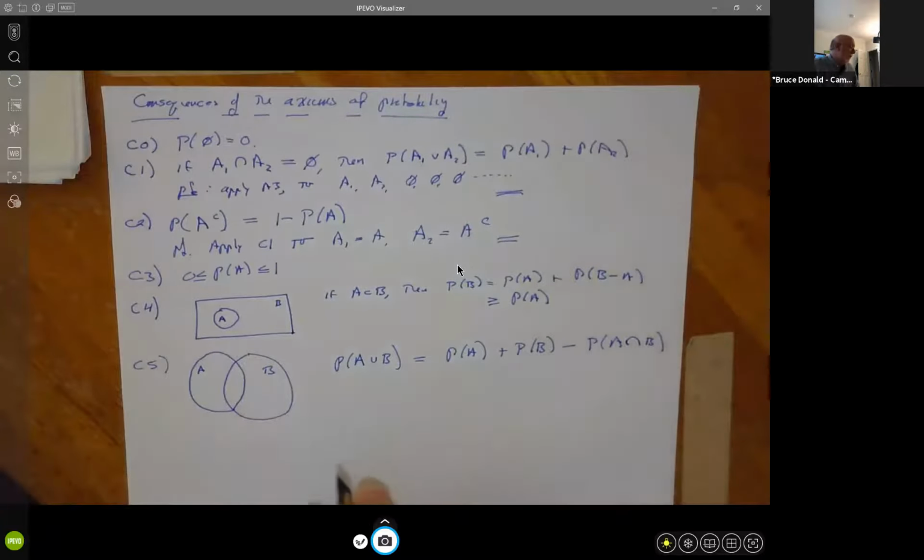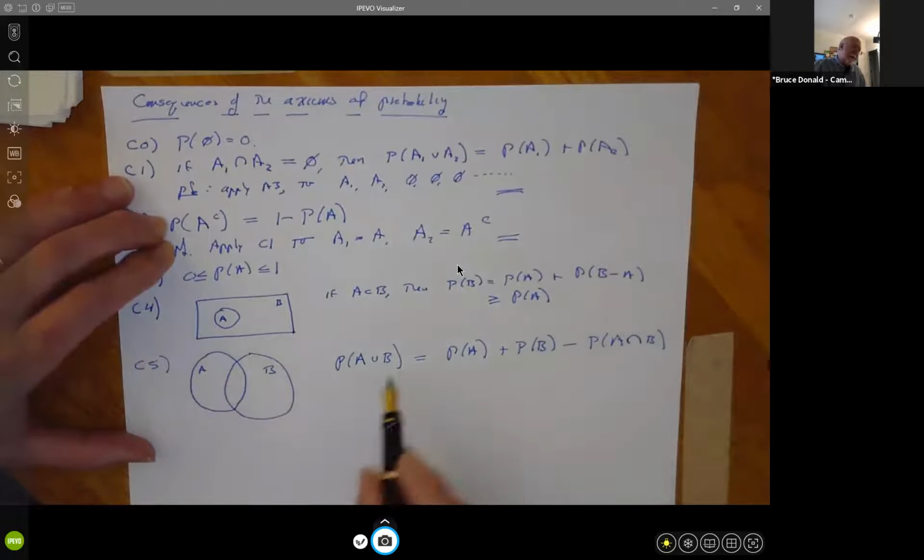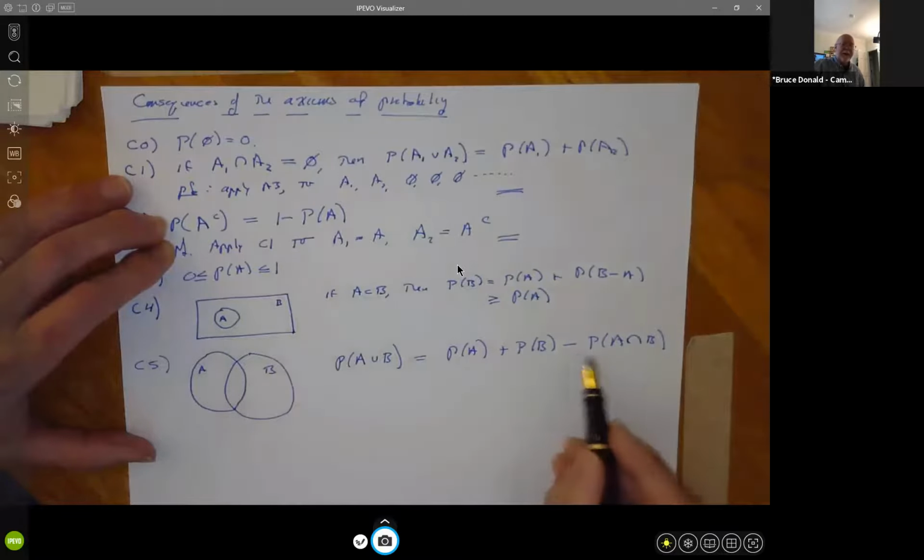Now, one way to think about this is probabilities aren't areas, but they're a little bit like areas. They're both measuring things. So think of probability as some kind of area. The area of A plus the area of B minus the area of their intersection is equal to the area of A union B. Similarly, the probability of A union B is equal to the probability of A plus the probability of B minus the probability of when they both occur.